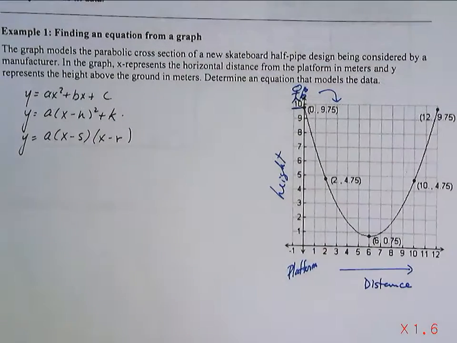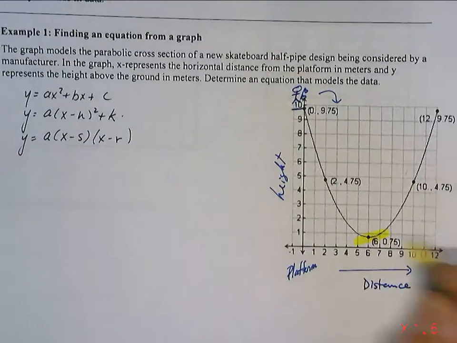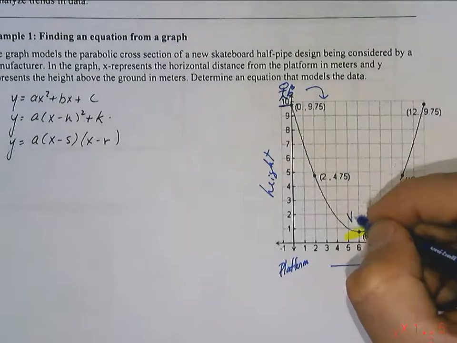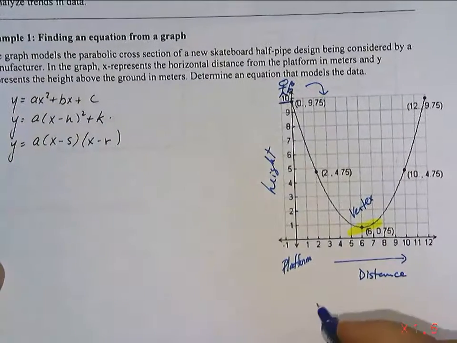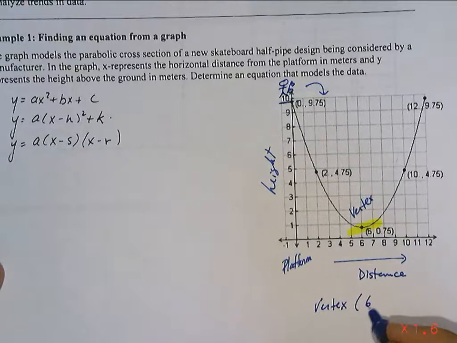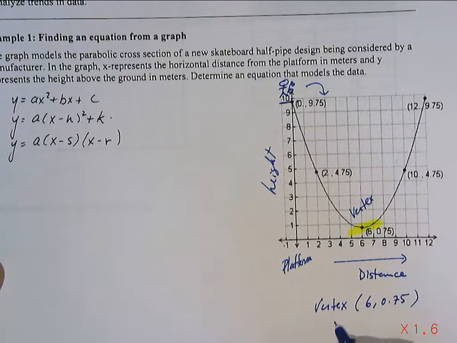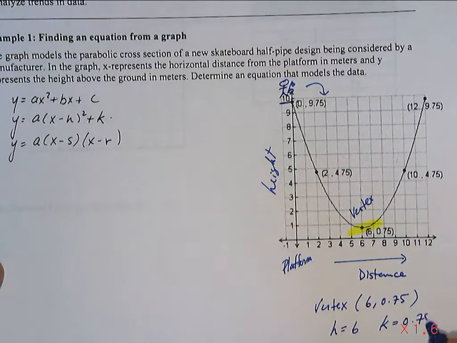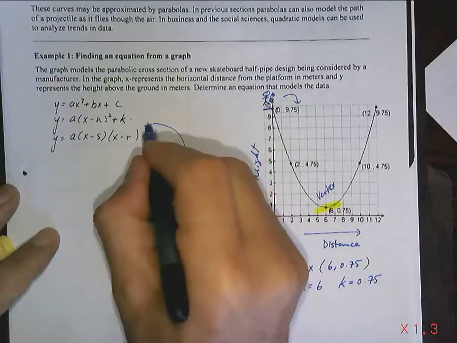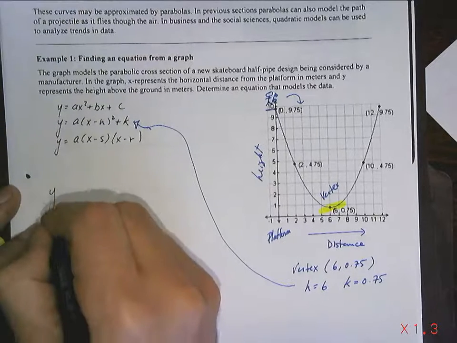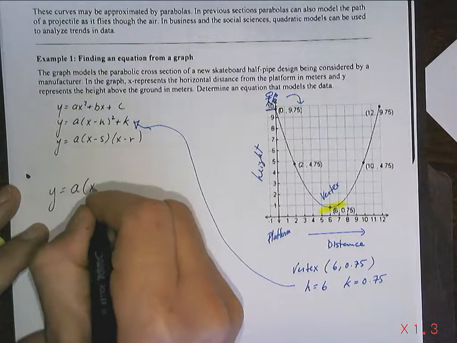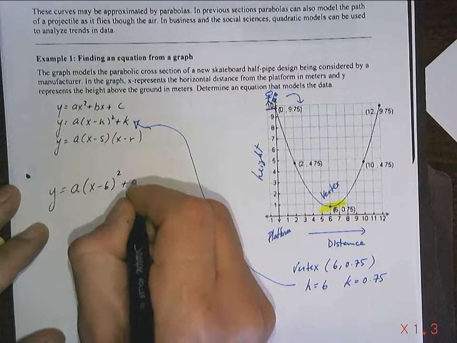Do I know what my vertex is? I do. They give me the vertex. That means I have an h and a k value. My vertex is given by (6, 0.75), which means that h equals 6 and k equals 0.75. Those values can be subbed into that equation, giving me y equals a(x minus 6) squared plus 0.75.